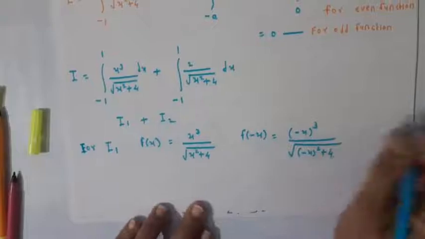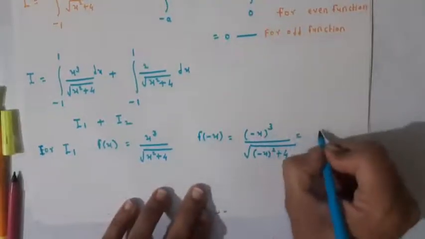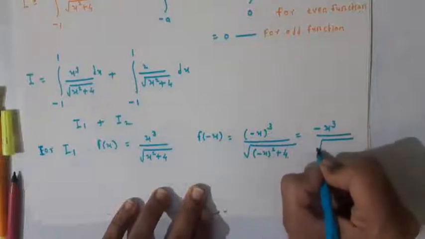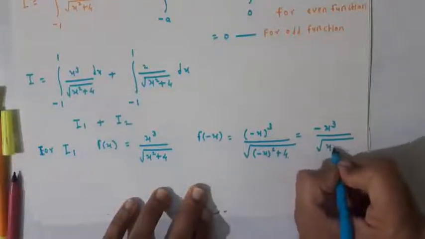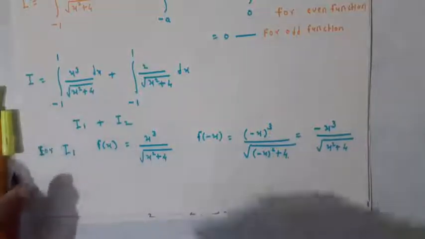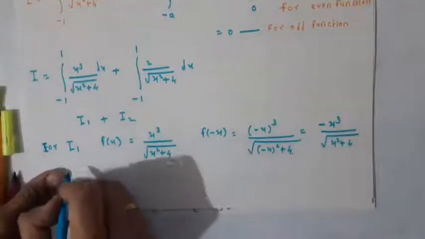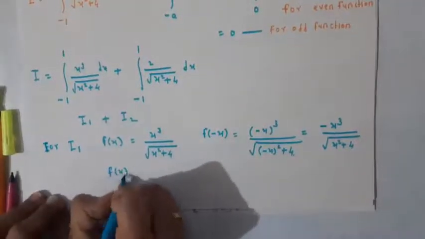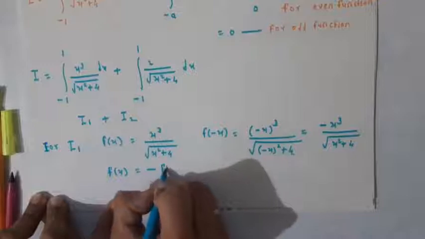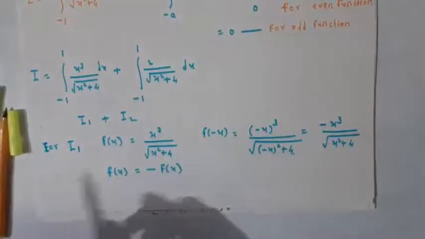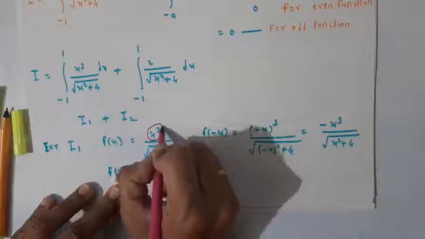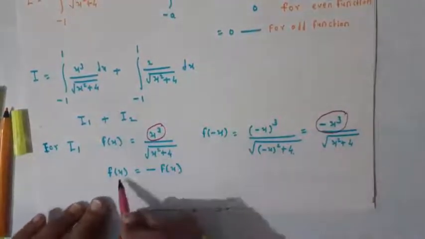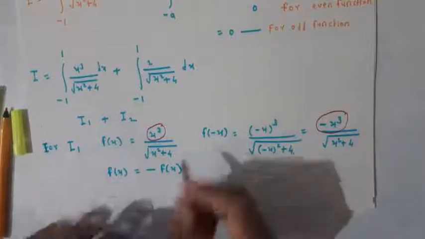And therefore, you know that minus x raised to 3 upon minus x square plus 4 is minus x cubed upon x square plus 4. And hence in integration I1, here f of x equals minus f of x, because this is f of x and this is f of minus x. And from here, f of x equals minus f of x.